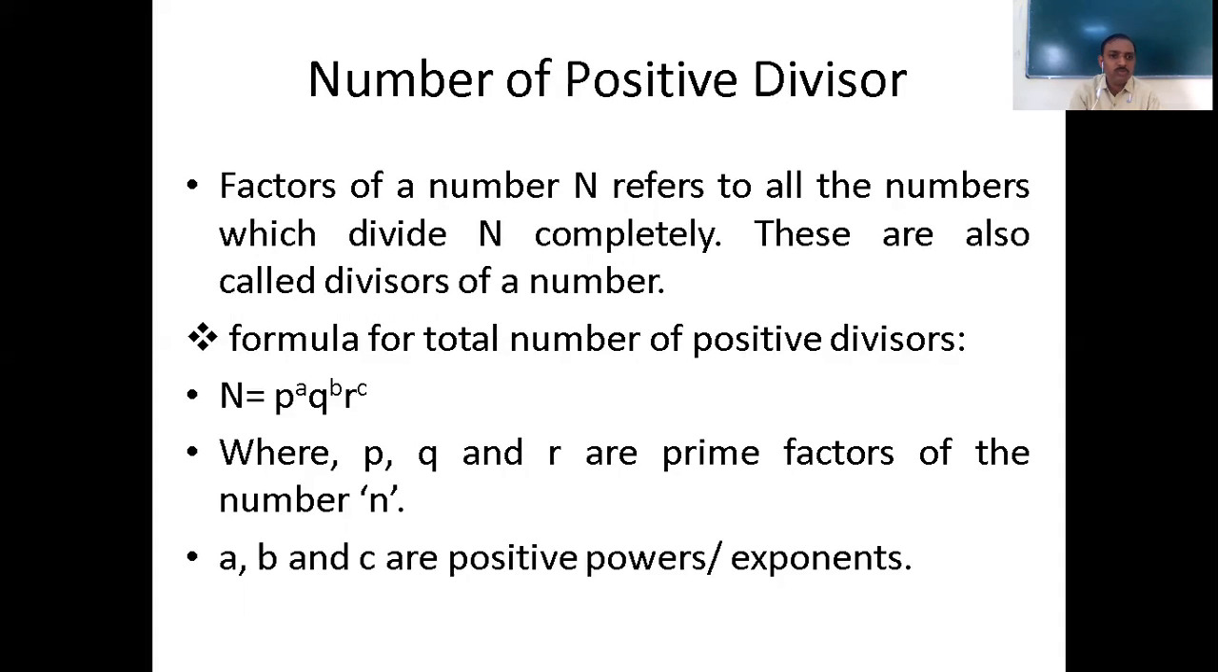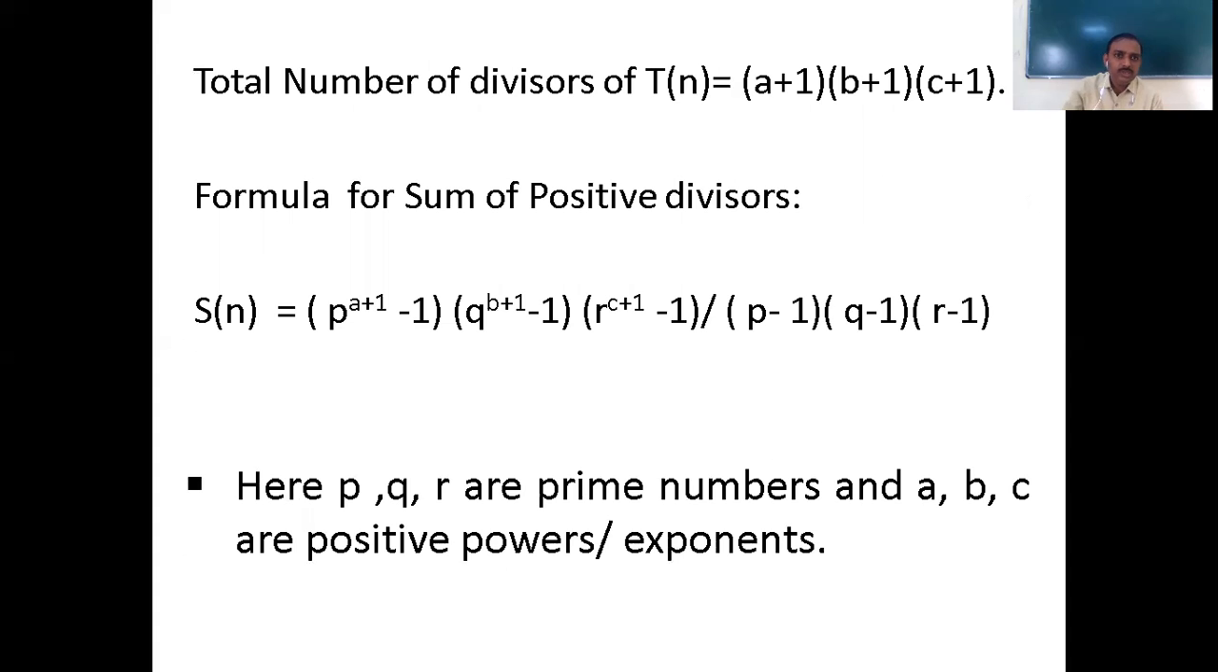Capital N is equal to P raised to A into Q raised to B into R raised to C, where P, Q, R are the prime factors of the number n, and A, B, C are the positive powers or exponents. So the formula for the total number of divisors is Tn is equal to (A plus 1)(B plus 1)(C plus 1). That is, we have to take the exponents or positive powers and add 1 to each, and we get the total number of the divisors there.